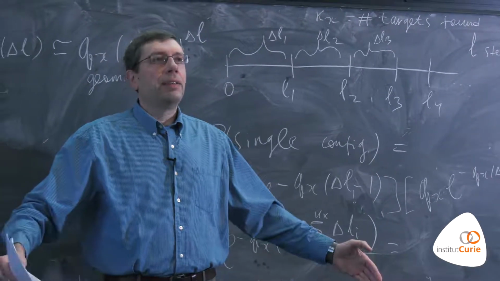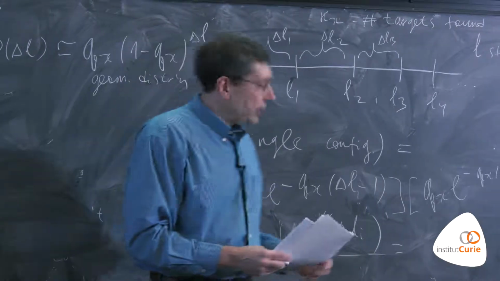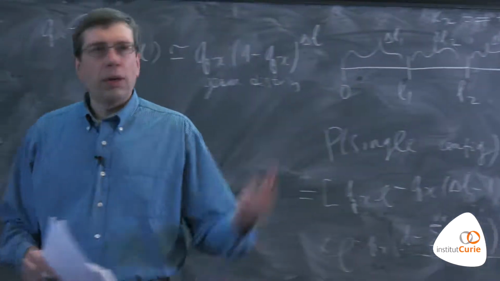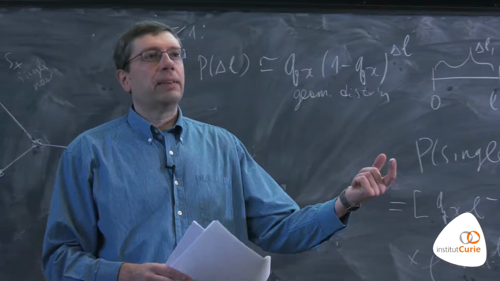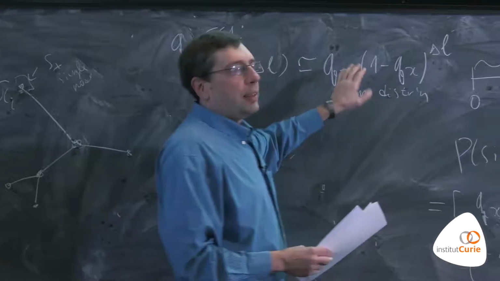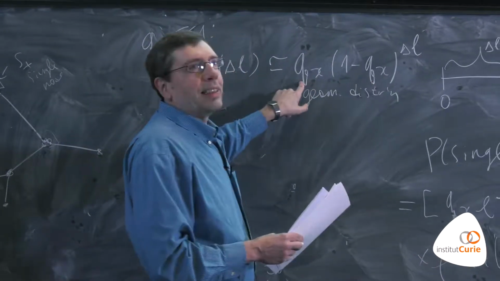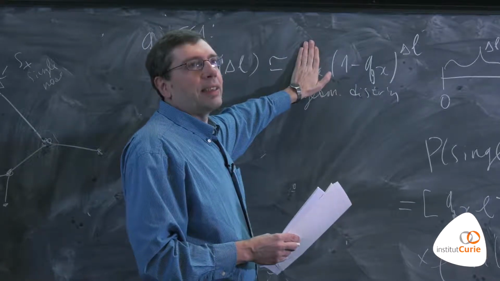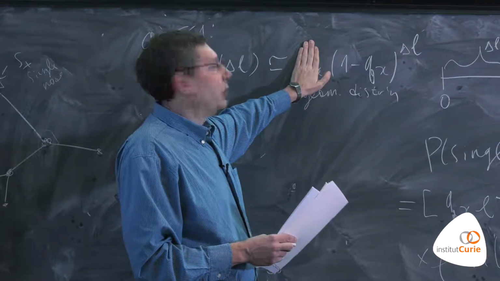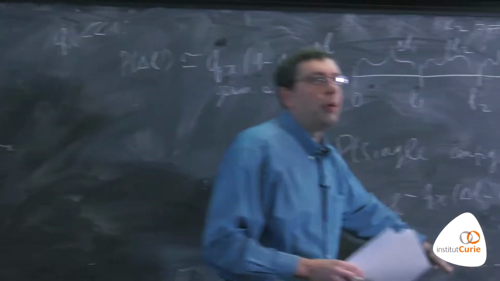For the rest of the interval, you haven't found anything. You can see it from here. So what is the probability? This is the probability of success. It's delta L failures times success. If there was no success, it would be like this, which is approximately just the exponent. So that's the last exponent.